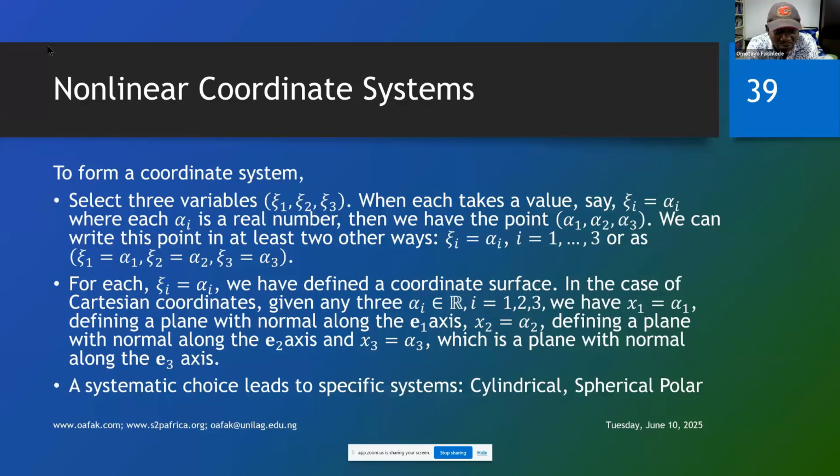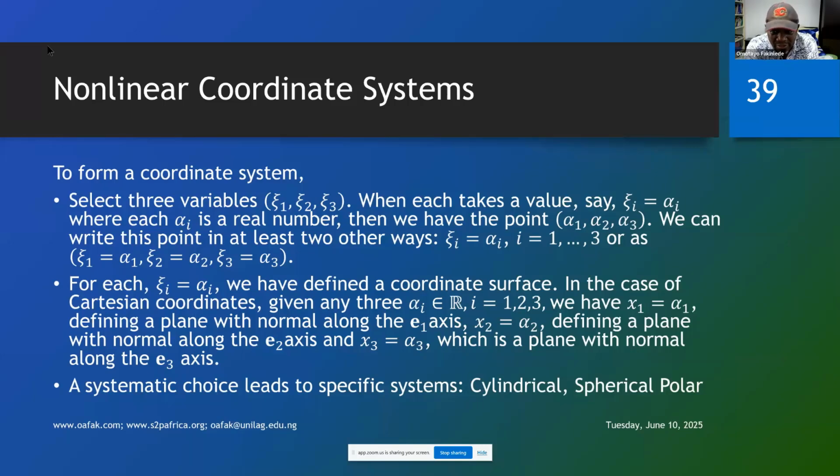In the case of Cartesian coordinates, given any three alpha i's, we have x1 is equal to alpha 1, defining a plane with normal along the E1 axis. x2 is equal to alpha 2, defining a plane with normal along the E2 axis. And x3 is equal to alpha 3, which is a plane with normal along the E3 axis. So in the case of Cartesian coordinates, each of these fixed values of x, y, and z, or xi 1, xi 2, xi 3, gives us surfaces which are planes.